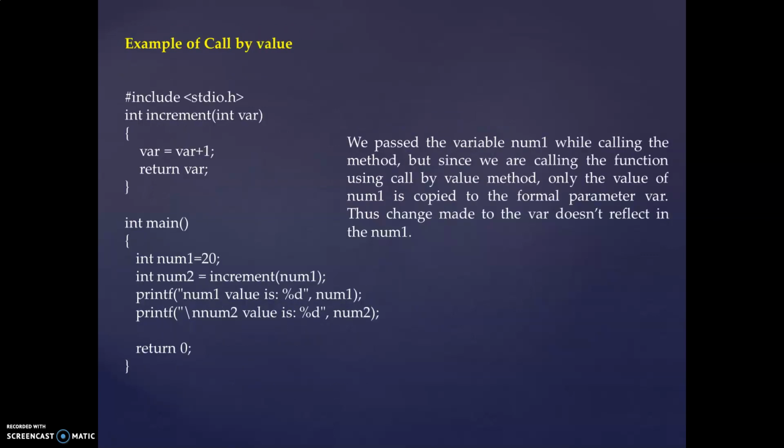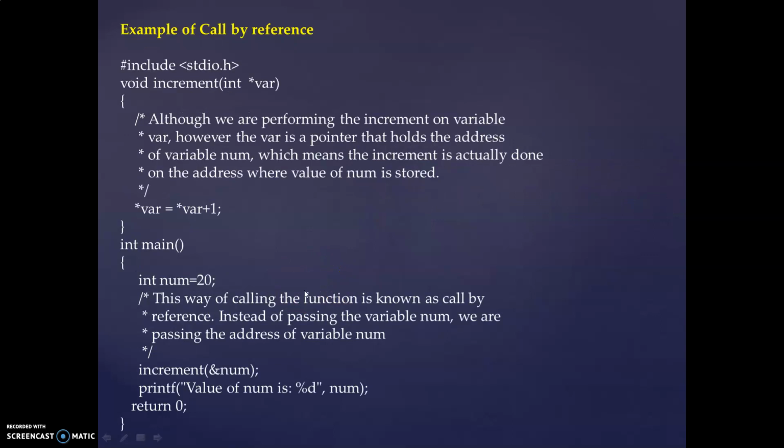In call by value I am incrementing the value. Here I am incrementing the value var equals var plus 1. And var is taken by this num1. Num1 is the actual parameter. Whatever change in var will be reflected on num1. Clear? In this case only, instead of value I am changing the address.